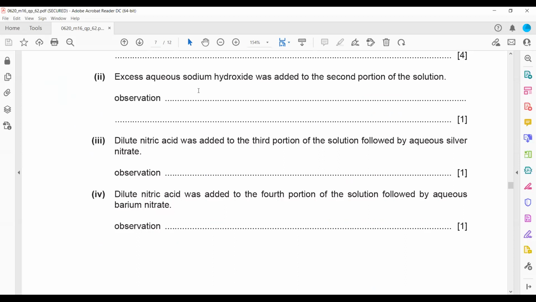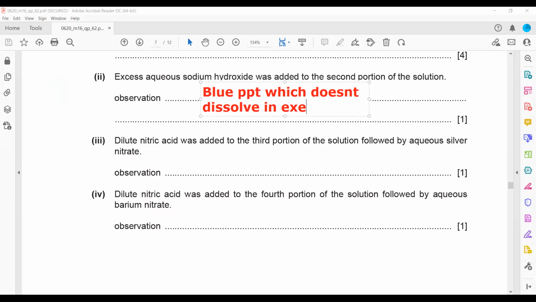So you will write here: blue PPT, which does not dissolve in excess of sodium hydroxide or aqueous sodium hydroxide.